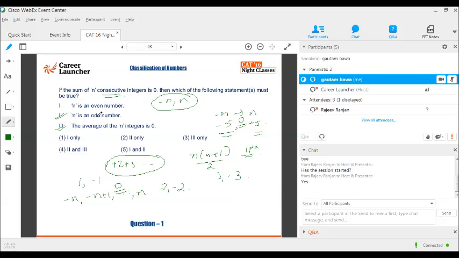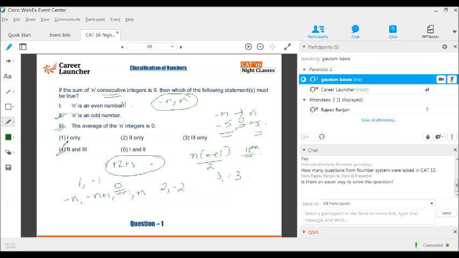Now, one thing is very clear: n is an odd number, it can never be an even number. Hence, 1 is not a possibility. It can only be either 2 or 3. Actually, it has to be both of them. Thus, the answer here is option number 4, 2 and 3. I hope everybody understood this. If there is any question, could you please ask me?